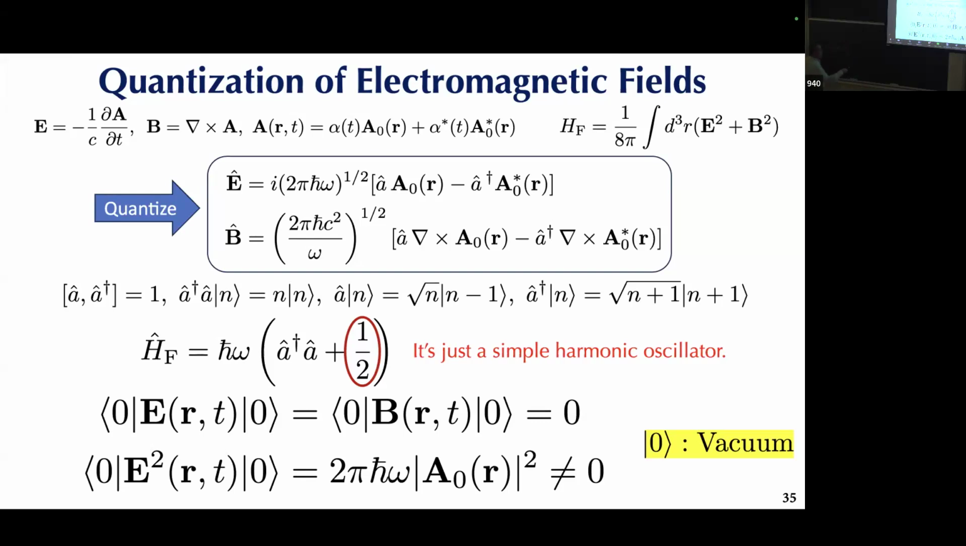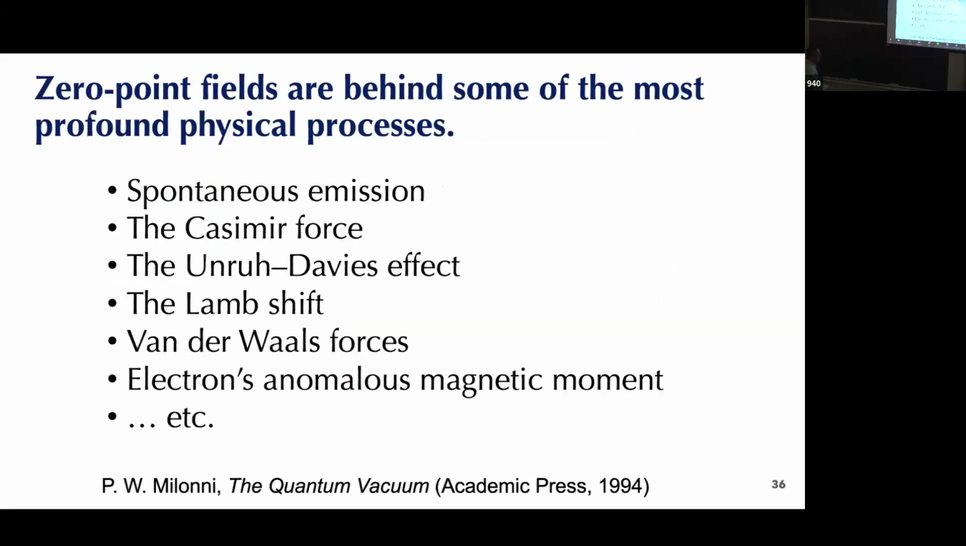If you sandwich the electric field and magnetic field operators with the vacuum state, you get zero, because the electric and magnetic fields are fluctuating and oscillating around zero. So the fields are zero. But if you take the square, then it's nonzero. This is due to the zero-point fluctuation fields. And the existence of such zero-point fields, fluctuating electromagnetic fields, has been verified through many different experiments.